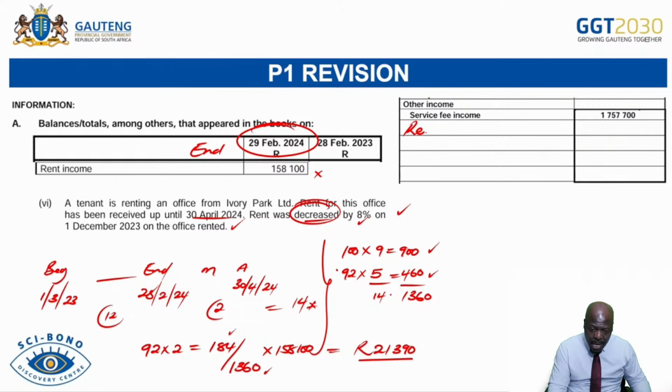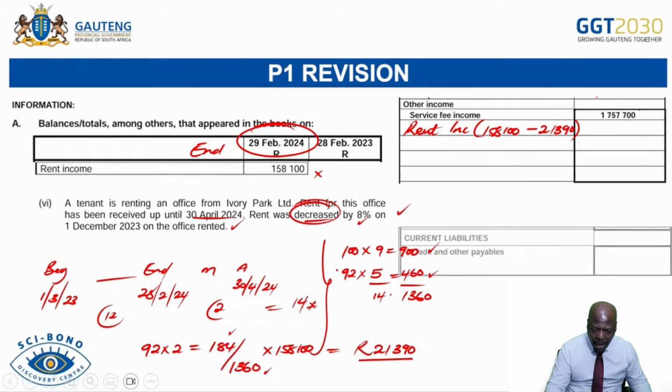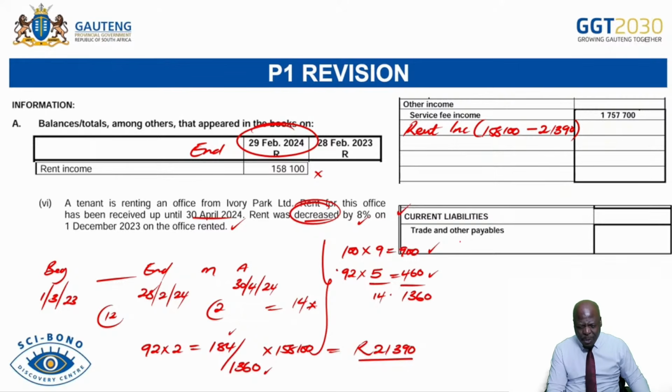So I'll come in, then I'll say rent income. Rent income. I open my bracket and I'll say 158,100. Then I subtract the income received in advance, which is 21,390. Like that. I subtract the income received in advance. I close my bracket. And then I will come in now say, if I've received income in advance, that must go to trade and other payables. It is a liability. So I'll come to my trade and other payables and I'll also say plus how much? 21,390. Like that. Okay, we've covered a couple of other income.